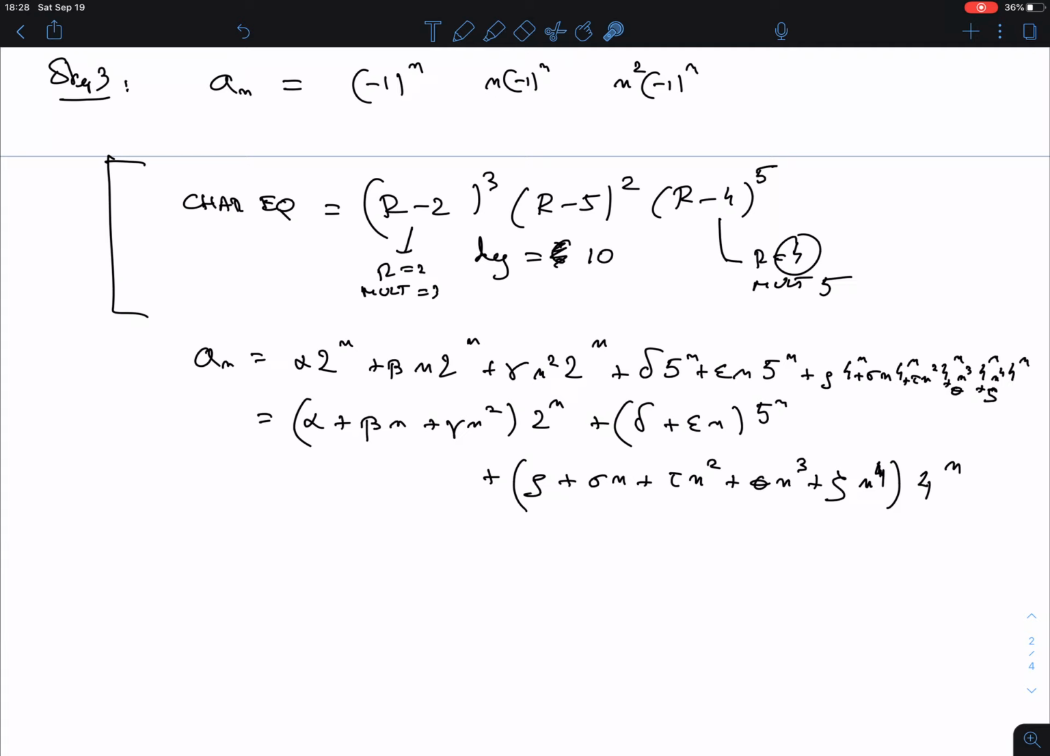This has degree 3, and so what does the general solution look like? A degree 2 polynomial, 1 less than 3, times the root to the power n. This root, 5, had multiplicity 2, so we have 5 to the n times a polynomial of degree 1 less than the multiplicity. This root 4, therefore we have 4 to the n multiplied with a polynomial of what degree? Well, multiplicity is 5, so degree is 4. So a general polynomial of degree 4. And general means that we still have to determine what each of these coefficients are.